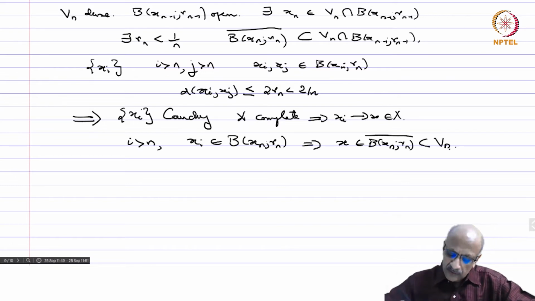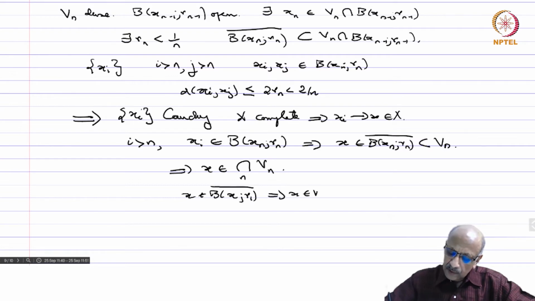So x belongs to V_n, so this implies that x belongs to the intersection over n of V_n. Also x belongs to the closure of B(x_1, R_1), and this implies that x belongs to W, and therefore we have found a common element in W and the intersection, and that completes the proof.